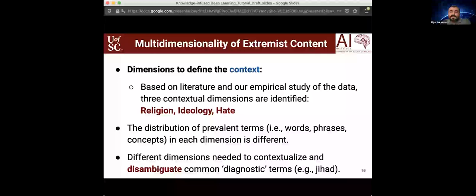So how can you disambiguate these kinds of important terms or diagnostic terms, so that you can actually capture the true meaning of this very important terminology in the content and come up with a more reliable model? So it's going to give an outcome that is more fair and less biased.